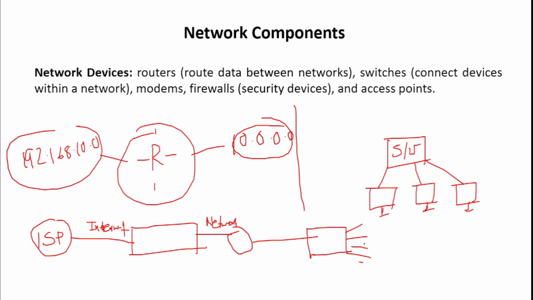What is a firewall? A firewall is a software or hardware device that can filter inbound and outbound traffic based on predefined rules. So that is a firewall. So what is an access point? The main working process of an access point is that it can extend the wired network into a wireless network. So that is called an access point.